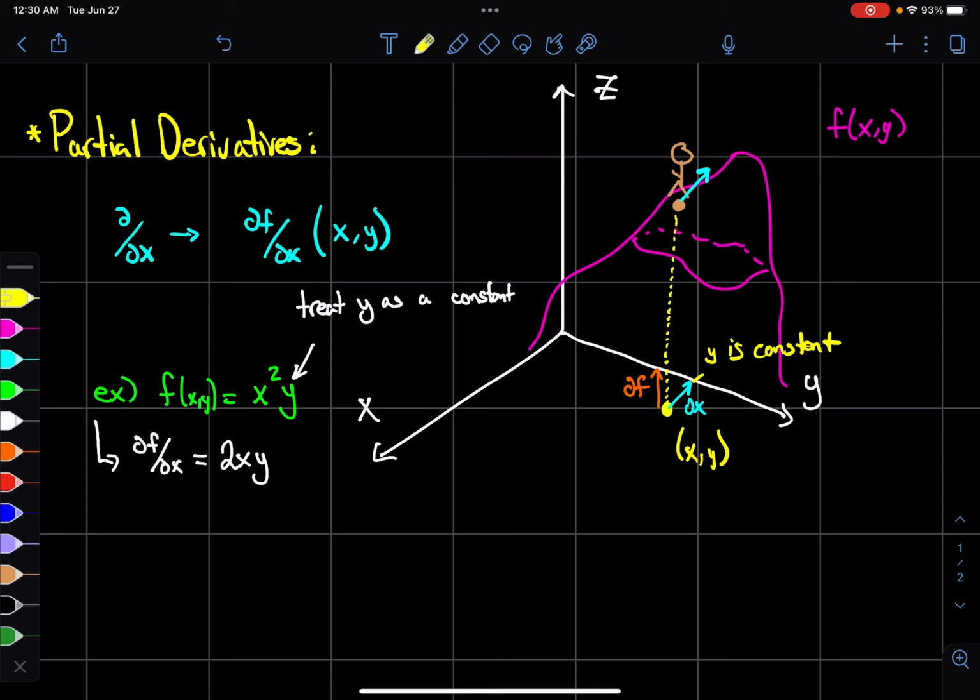That is the reason why when you do partial derivatives, you get to treat whatever variables you're not taking the derivative with respect to like constants, which is really nice.